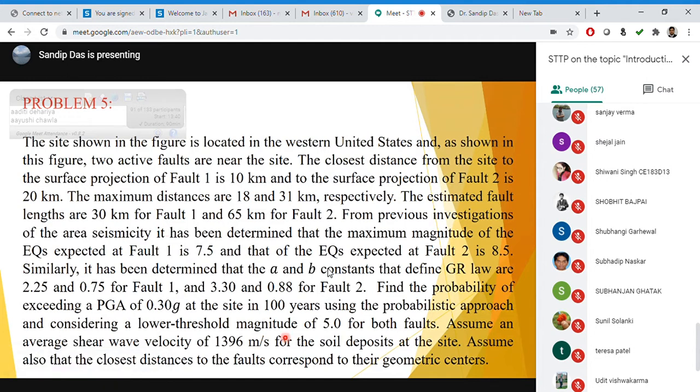But now you are in a position to get those numbers associated with the hazard or exceedance probability. How to do that? Now you see, the site shown in the figure is located in the Western United States, and as shown in this figure, it is a schematic.